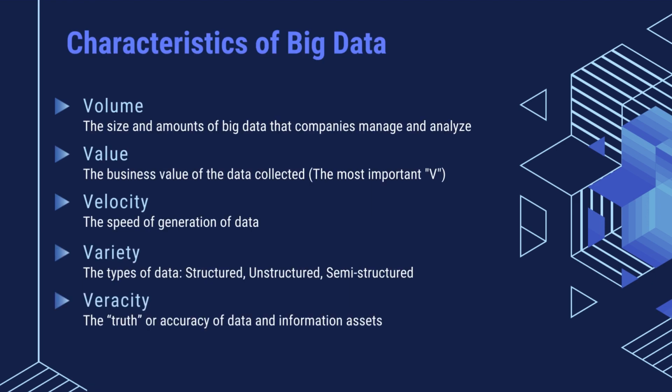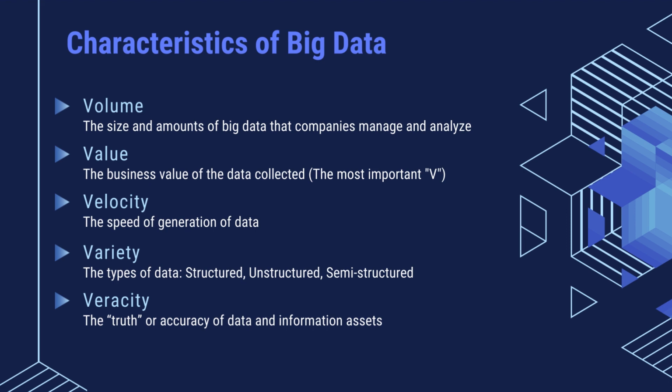These are the characteristics of big data. Some people call it 3 V's, some people call it 5 V's, and they are also called 7 V's or maybe 10 V's. But for now, let's focus on 5 V's. The first one is volume, the size and amounts of big data that companies manage and analyze. The second one is value, the business value of the data collected. Some people call this the most important V.